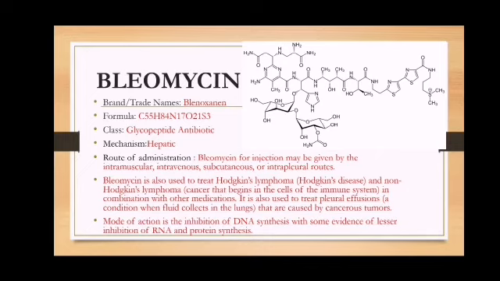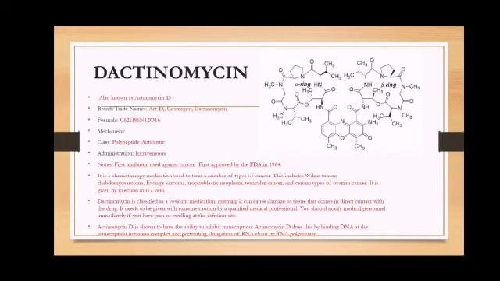Bleomycin is also used to treat Hodgkin's lymphoma and non-Hodgkin's lymphoma in combination with other medicine. It's also used to treat pleural effusions that are caused by cancerous tumors. Pleural effusion is a condition when fluid collects in the lungs. Mode of action is the inhibition of DNA synthesis, with some evidence of lesser inhibition of RNA and protein synthesis.